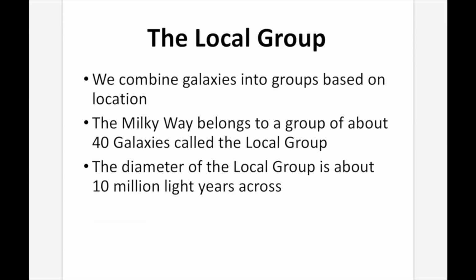The local group. We combine galaxies into groups based on location. The Milky Way belongs to a group of about 40 galaxies called the local group. The diameter of the local group is about 10 million light years across. After the local group, then we get into larger groups, and larger and larger. It's similar to how you could classify where you live based on your city, country, hemisphere, planet, etc.